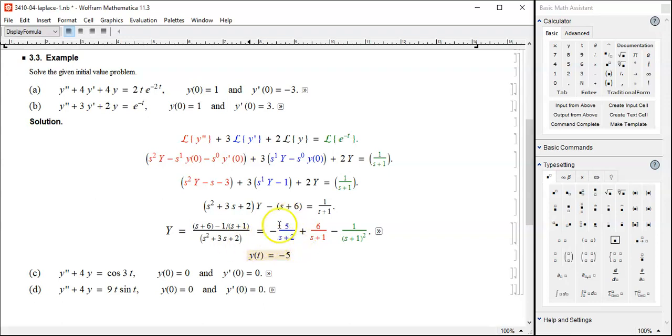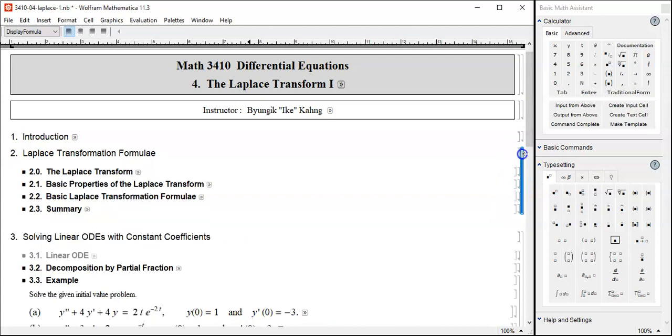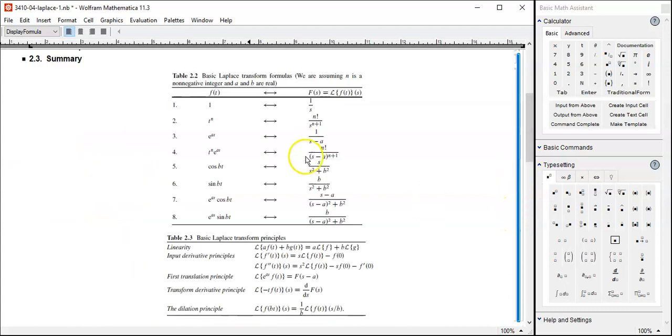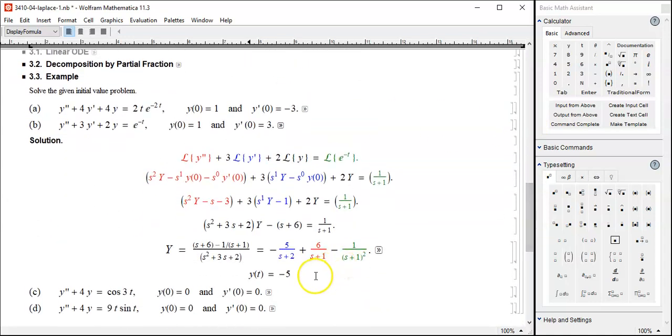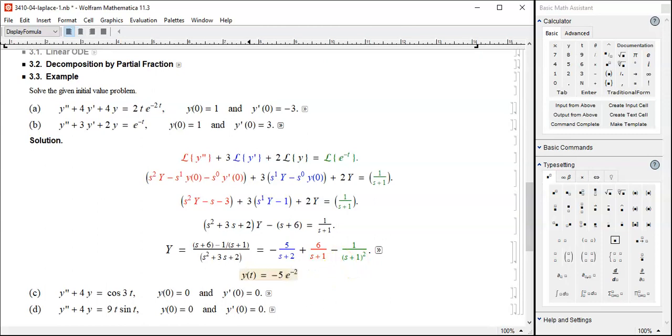And then you can look up what function corresponds to 5 over s plus 2, or as a matter of fact 1 over s plus 2, because 5 is going to be a coefficient. 1 over s plus 2. Let's see, what is it? It's this form. 1 over s minus a corresponds to the exponential function. We have plus 2, so this should be negative, e to the negative 2t power. So that comes from the first term.